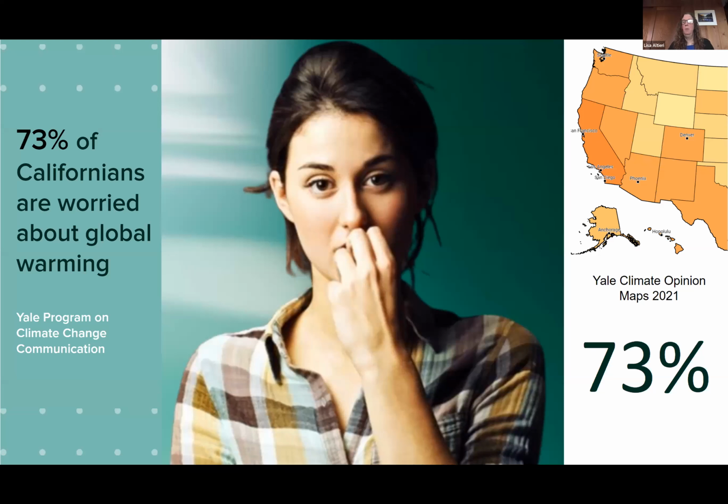Residents want to help. According to Yale Opinion Maps, 73% of Californians are worried about climate change and they want to take action, but they don't know where to start and they don't know what to do. A lot of folks, as I just mentioned, don't know what heat pump technology is. They don't know the power of taking those actions on climate and how they can help in their daily lives. And there's so much they can do.